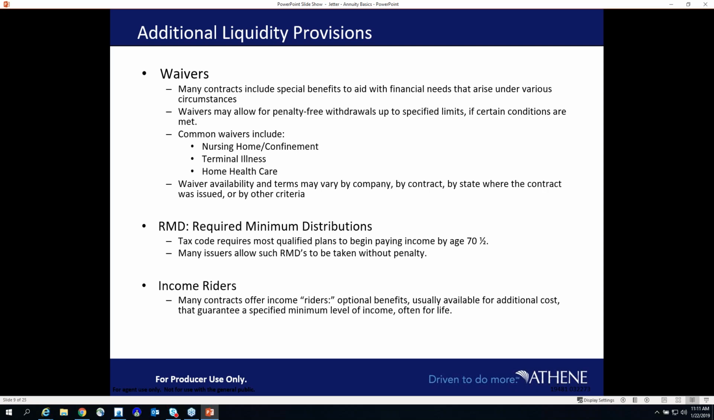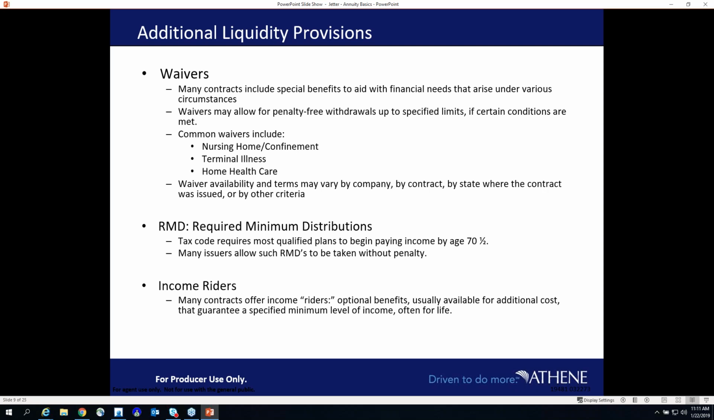RMDs, required minimum distributions. The tax code requires most qualified plans to begin paying income by age 70 and a half. So your clients can start taking RMDs at 59 and a half, but they are required to start taking them at age 70 and a half.